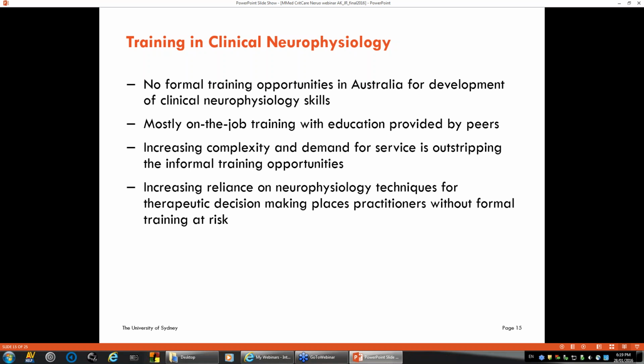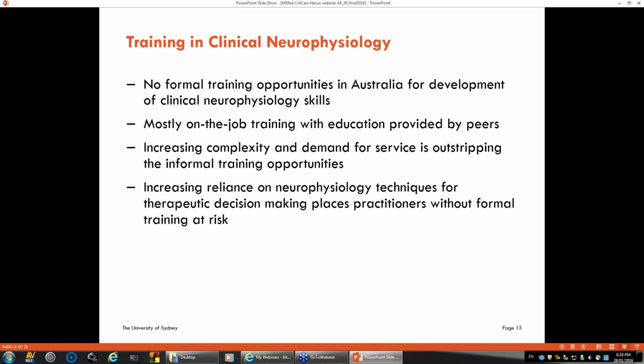However, with the increasing complexity of these techniques and their increasing use, the demand for service is outstripping the ability of the limited number of providers to actually meet and provide those services. And the informal, peer-to-peer training is certainly being overwhelmed with the increasing number of people wanting training in this area. As such, we've tried to put together a course that meets some of those requirements.